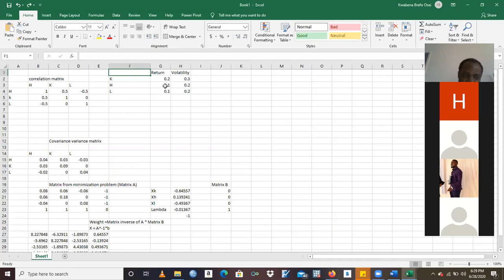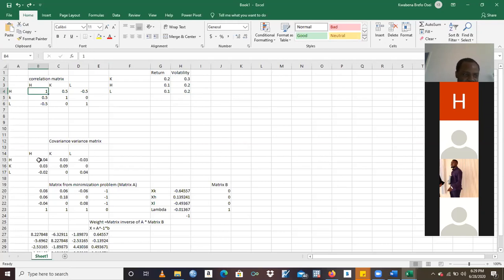So first, write your return and volatility, which is this one. That's what I've done here. That's the first thing you're supposed to do. The second is to know your correlation matrix, and that was given. You know the correlation between a variable and itself is 1. That's given. Once you have this, the next step is to find the variance covariance matrix.